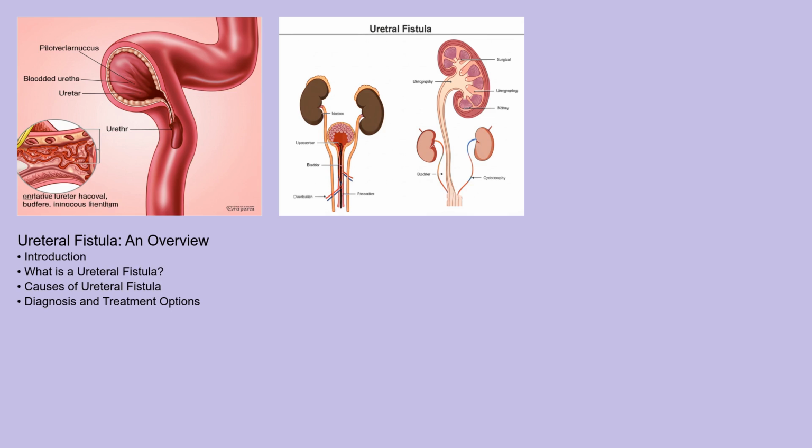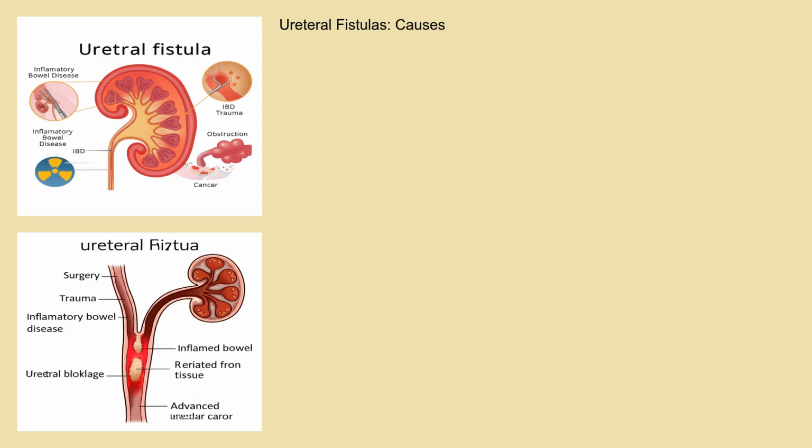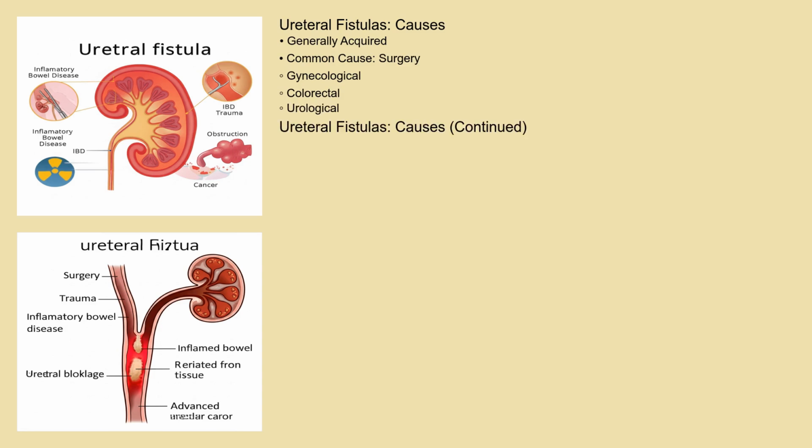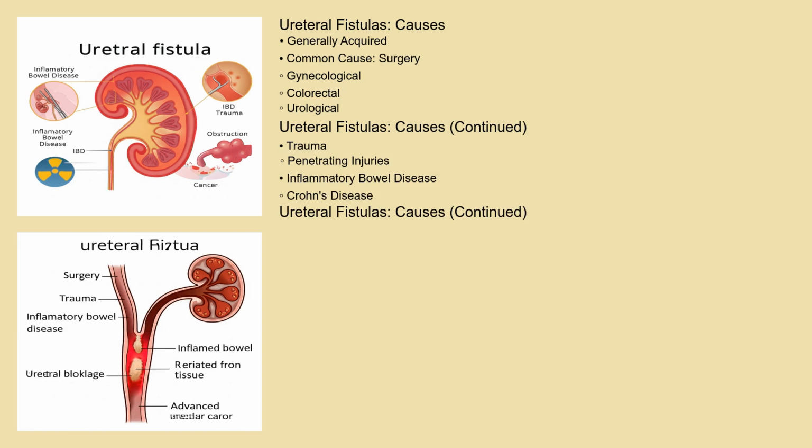So, let's get started. Ureteral fistulas are generally acquired, meaning they develop due to an external cause rather than being present at birth. The most common culprit is surgery, particularly gynecological, colorectal, or urological procedures. Other causes include trauma, such as penetrating injuries to the abdomen or pelvis, inflammatory bowel disease like Crohn's disease, radiation therapy targeting the pelvic area, and, less frequently, advanced cancers that invade and erode the ureter. In rare instances, ureteral obstruction leading to increased pressure can contribute to fistula formation.